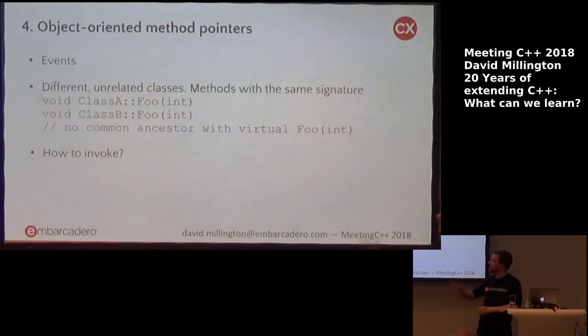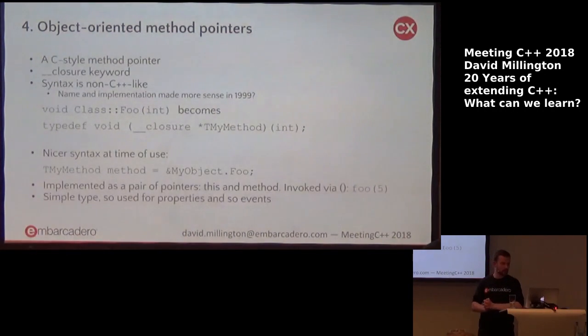Here I have class A and class B. They don't have some kind of common ancestor, both with a foo method. They both introduce it themselves. But the signature is the same. So how do you invoke that? Well, in the old days, you would have C-style method pointers. And so this was written as an extension to a C-style method pointer to say this is actually an object-oriented method pointer. And did that by introducing a keyword called closure.